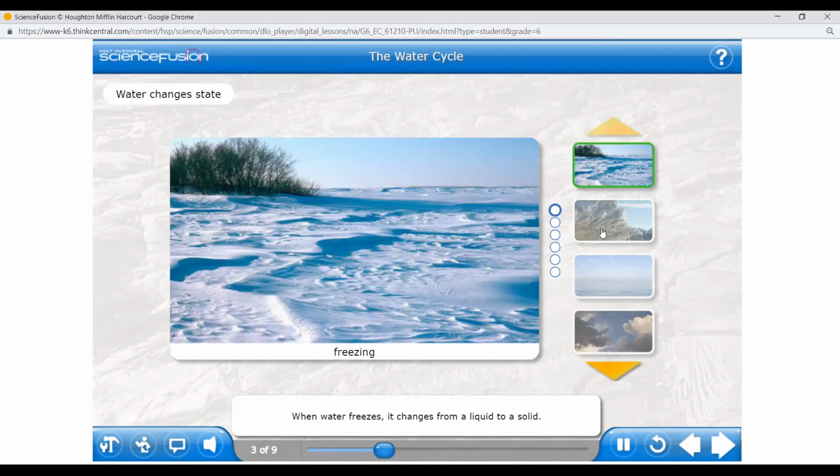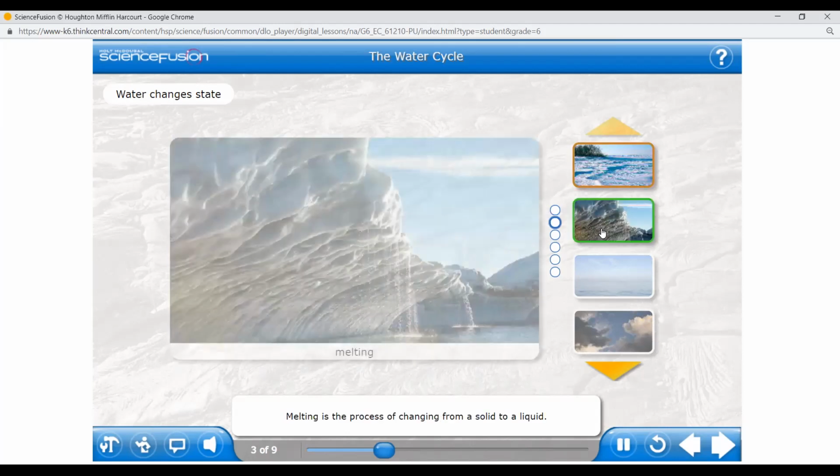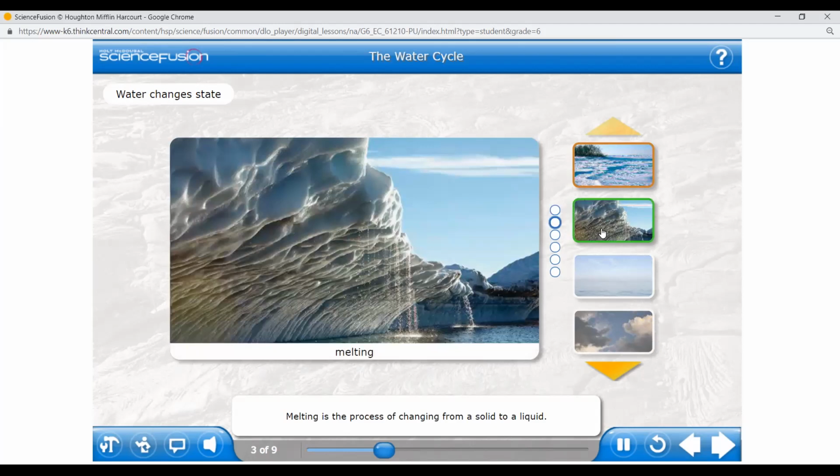When water freezes, it changes from a liquid to a solid. As water freezes, it releases energy to its surroundings. Melting is the process of changing from a solid to a liquid. When water melts, it is absorbing energy from the surroundings. Sometimes this energy comes from the sun. You can remember this if you remember that liquid water is almost always warmer than ice.